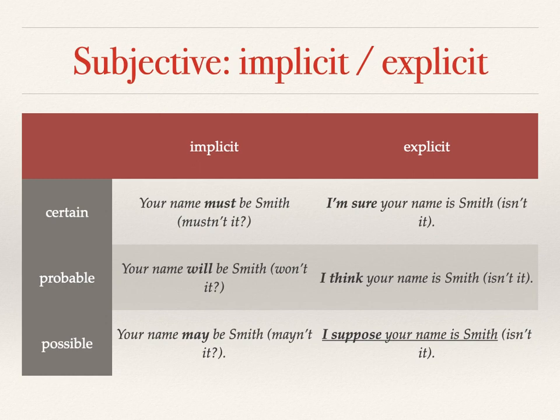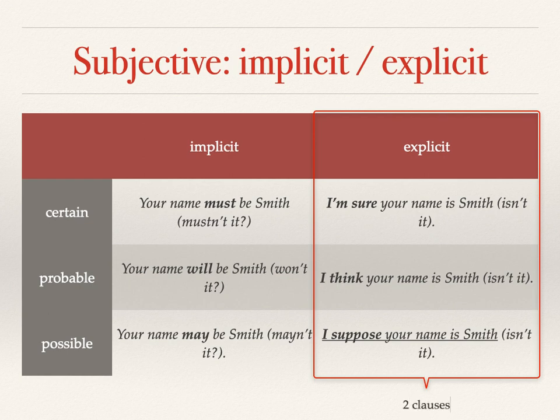So you can set up, say for example, for probability, the different degrees, certain, probable, possible, the implicit, your name must be Smith, your name will be Smith, your name may be Smith, alongside explicit. I know your name is Smith, or I'm sure your name is Smith. I think your name is Smith. I suppose your name is Smith. Again, in the case of the explicit subjective orientation, what you tag is a proposition whose probability is being assessed by the mental cognitive clause.